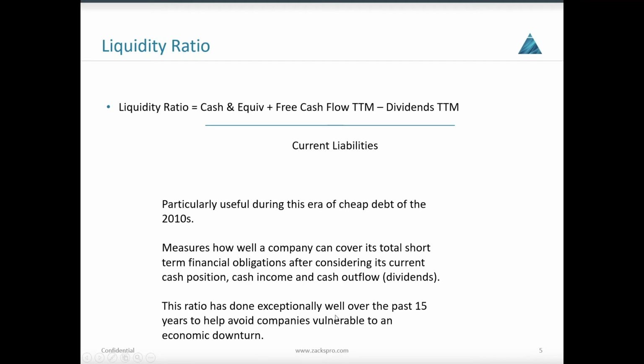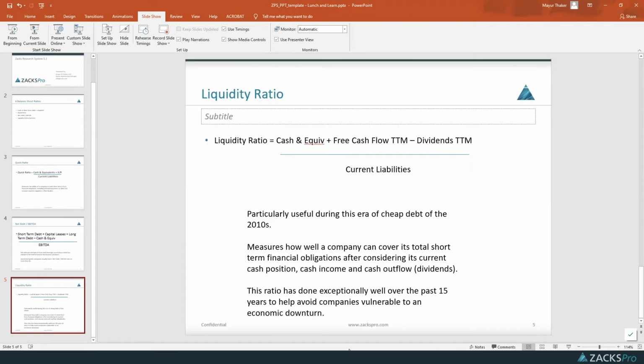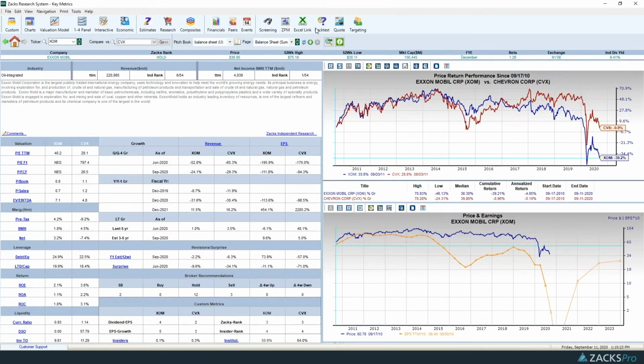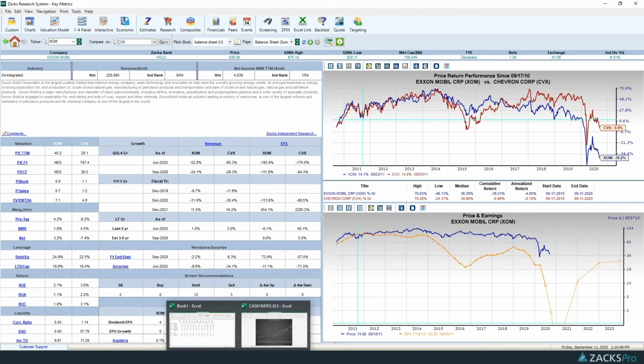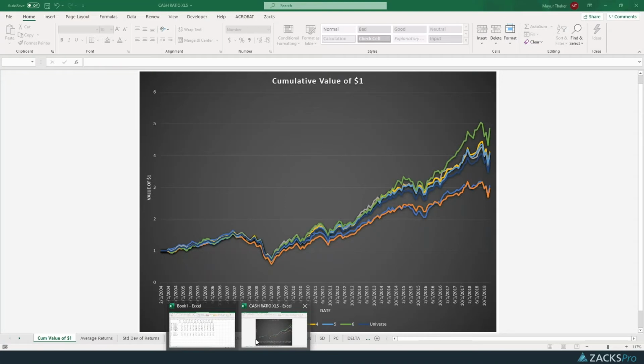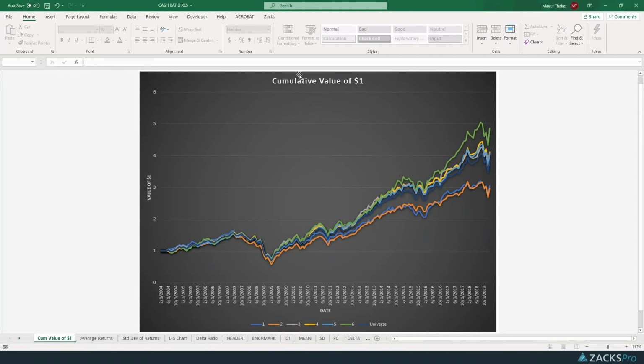And this ratio has done exceptionally well at predicting returns over the past 15 years to help avoid companies that are vulnerable to an economic downturn. So let's take a look at that. Within ZRS, we have a couple of different back testing modules. And within the back tester, I used a back testing option called the rank analysis that lets you test different factors. And I went ahead and tested that last factor that I created called the liquidity ratio. And here are the results of that.